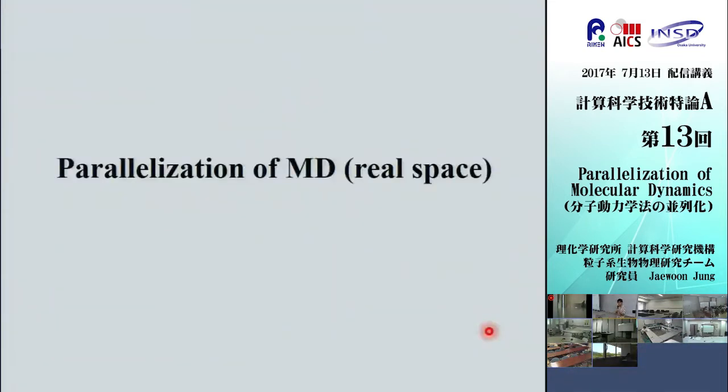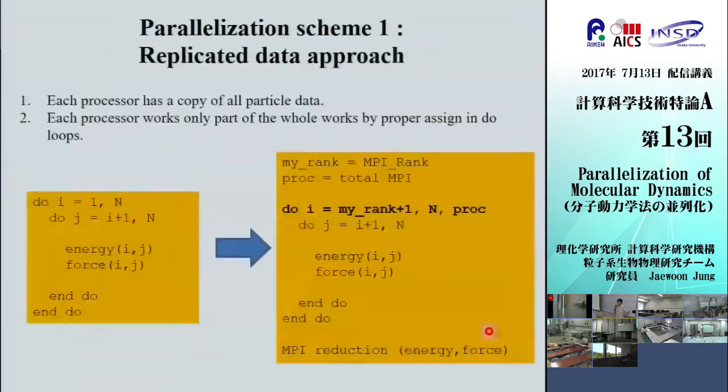So now let's go to the parallelization of MD in real space interaction. In fact, there are several parallelization schemes. Now I'll start with the easiest one, the replicated data approach. In this case, each processor has a copy of all particle data, and each processor works on only part of the whole work by proper assignment of two loops. So let's see.